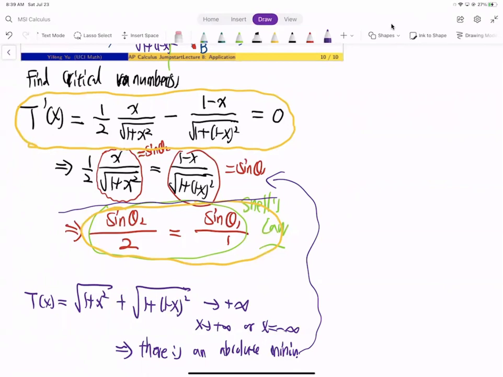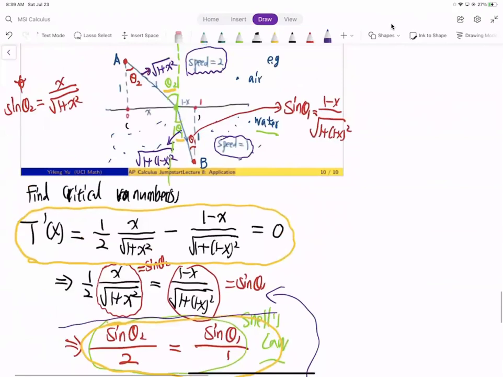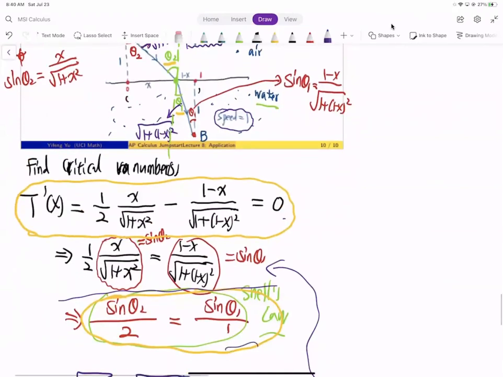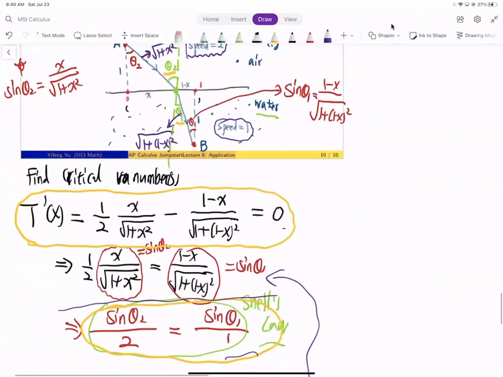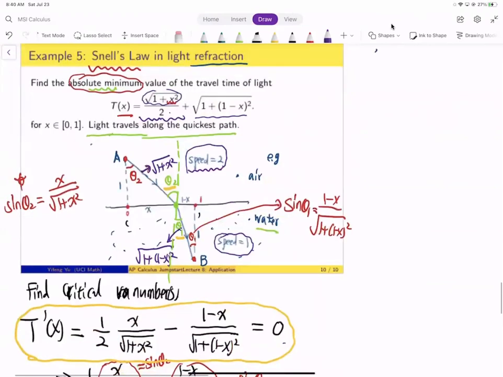But anyway, by just taking the derivative and finding the critical numbers, it's enough to demonstrate how we get Snell's law by looking at the least amount of traveling time.